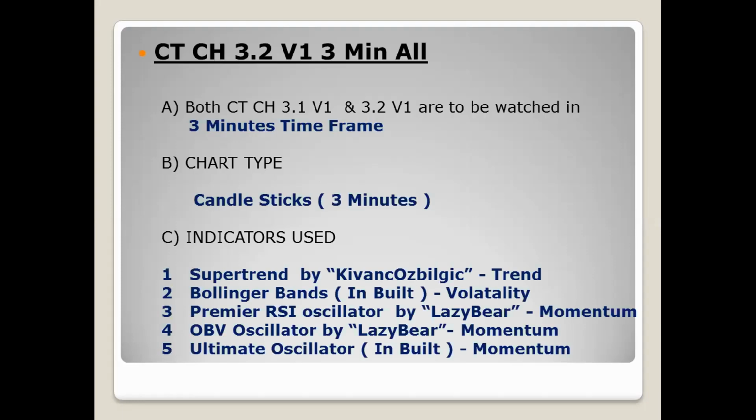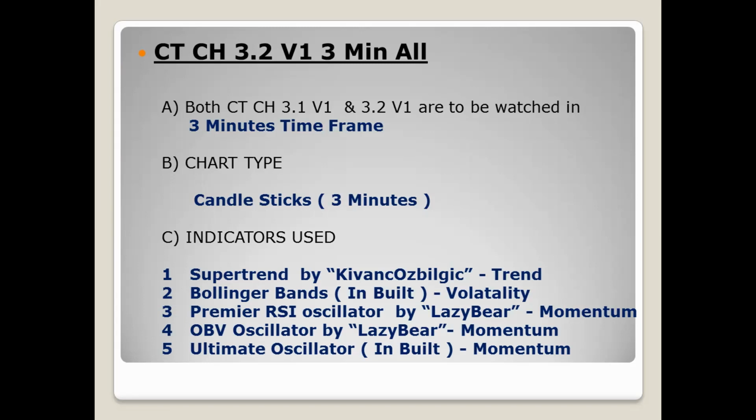We'll go to the next part, that is chart 3.2 version 1 layout. Chart 3.2 version 1 is also to be watched in a 3 minute time frame. Again, here also the chart type is candlesticks and the time frame usually is 3 minutes. We have 5 indicators here: super trend, Bollinger Band, Premier RSI oscillator, on balance volume oscillator, and the last one, ultimate oscillator.